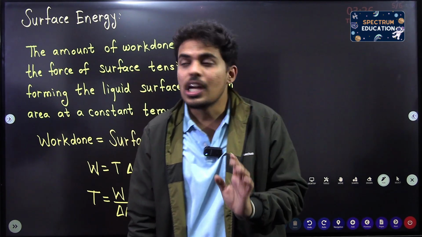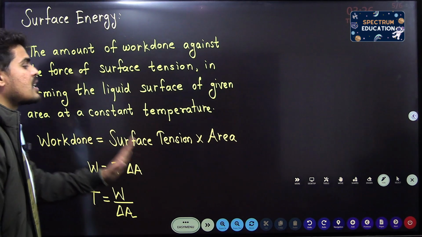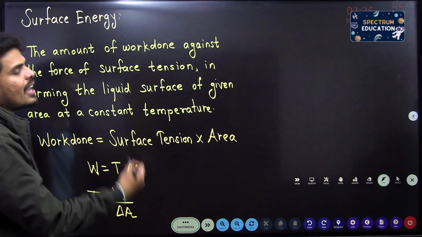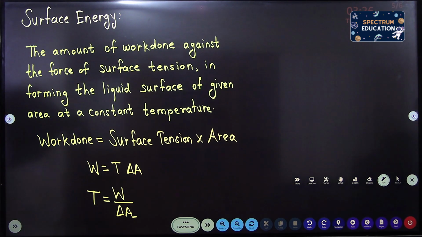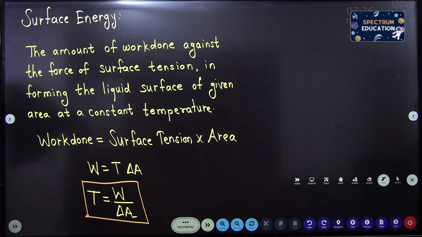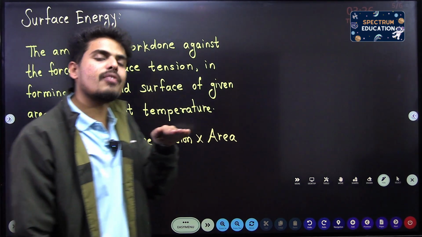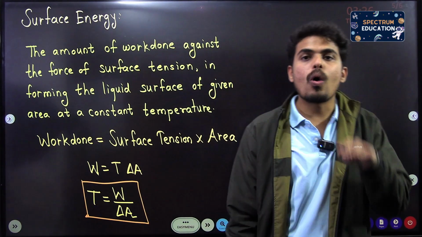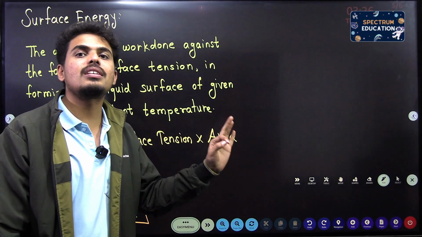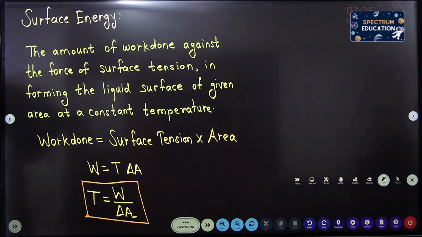So basically work done equals to surface tension into area. So W equals to T into change in area. And the surface tension can also be written as surface tension equals to work done per unit area. So जो वो surface tension है, that is nothing but the work done per unit area. Okay, so surface energy यानी what? Surface tension into area, ये आप लोगों को पता होना चाहिए.